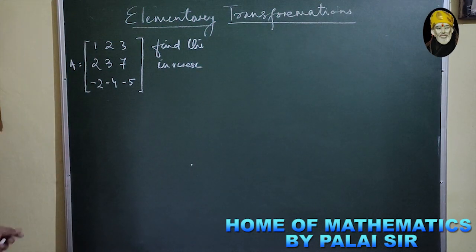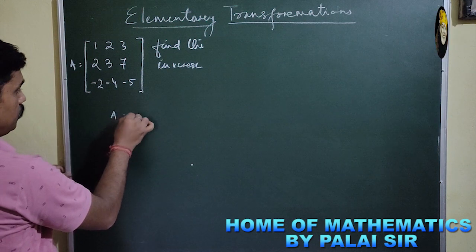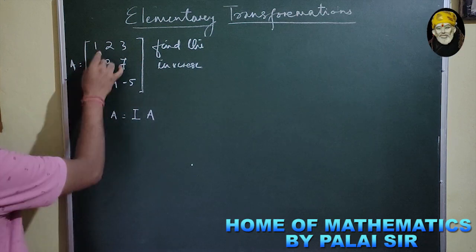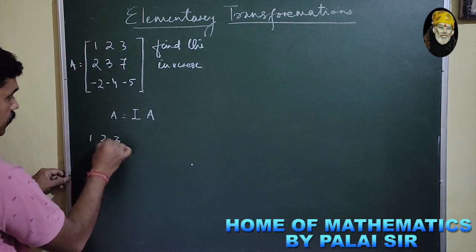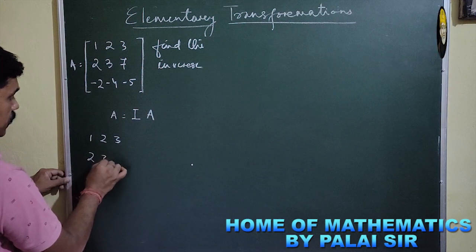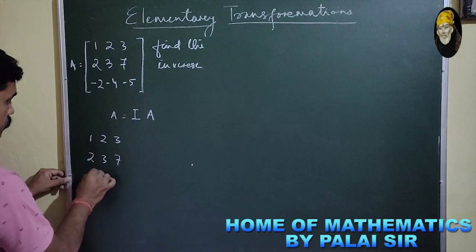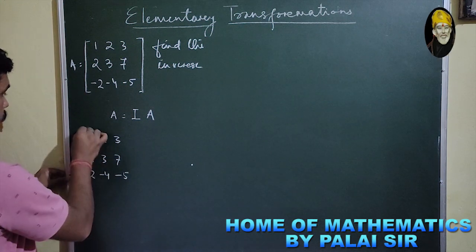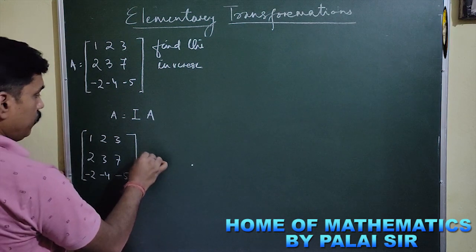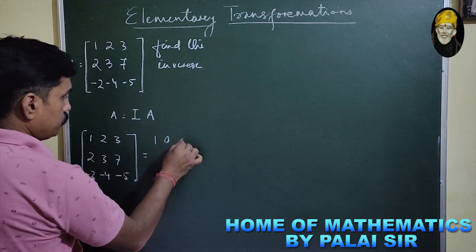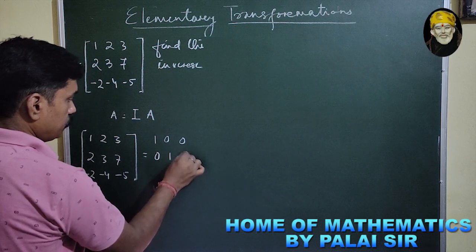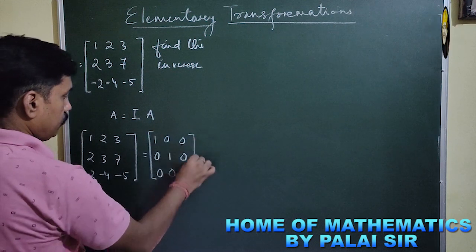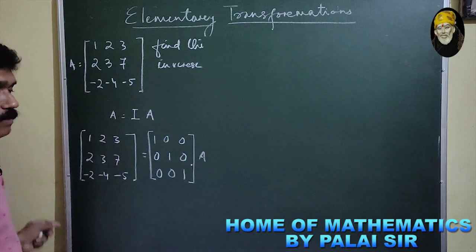First we have to write A equal to I into A. So here you write A, whatever the value of A given: 1, 2, 3. Here it is 2, 3, 7. Here it is minus 2, minus 4 and minus 5. What is the value of I? That is 1, 0, 0, 0, 1, 0, and here it is 0, 0, 1. This into A. Then what is our objective?